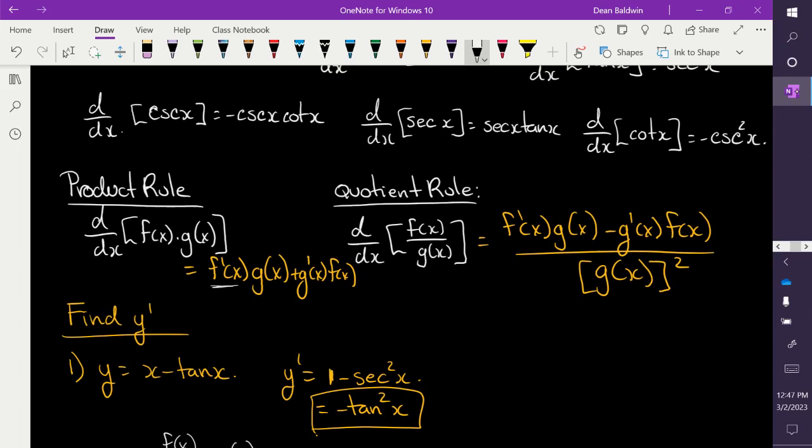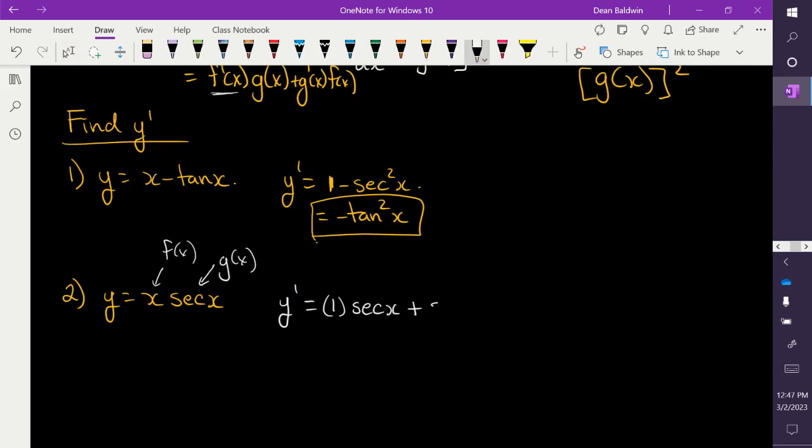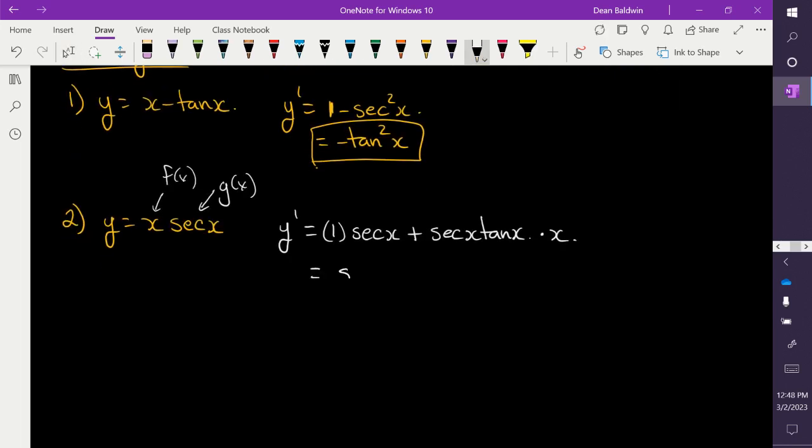Derivative of secant is secant x tan x, or tan x times secant, whichever way. So I get secant x tan x times the original function, which is just x. You could leave it like that, or you could factor a secant x out, depending on what they're asking you to do. And you're left with 1 plus x tan x.